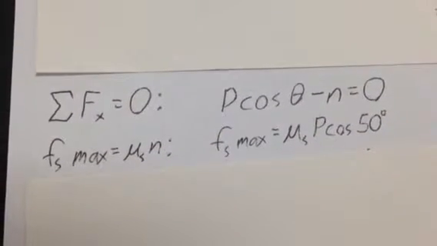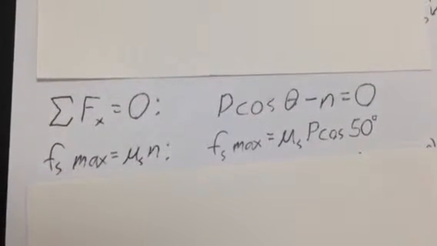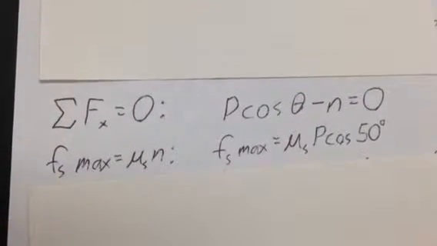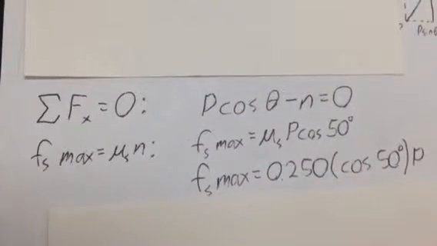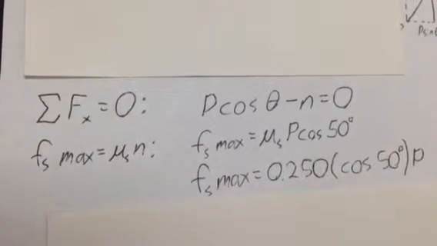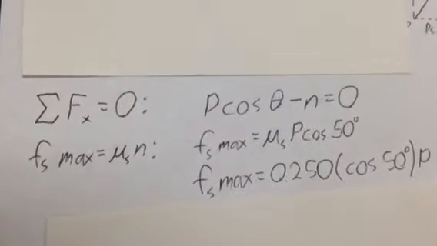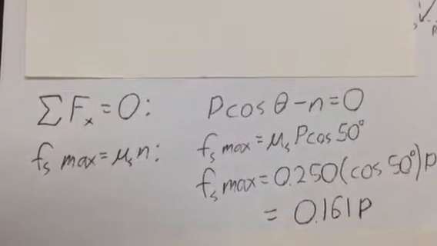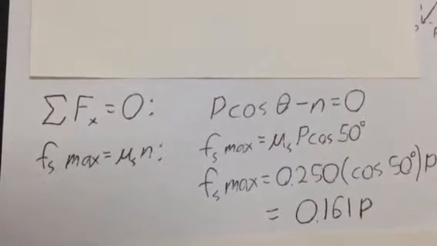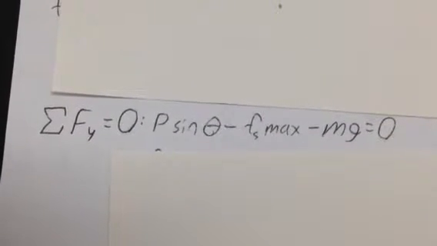The force of friction is mu sub s times the normal force. So friction equals mu sub s P cosine 50 degrees. So we combine these equations to get friction equal to the coefficient of static friction, which is 0.25, times cosine of 50 times P. So for friction, we get 0.161 P.